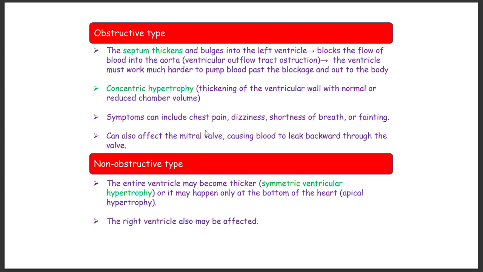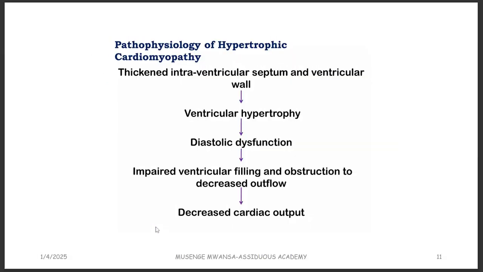Okay, regurgitation. In the non-obstructive type, it is not only the septum that thickens, but the entire ventricle may become thick. Symmetrical ventricular hypertrophy, or it may happen only at the bottom. That's known as apical hypertrophy. The right ventricle in this type can also be affected.